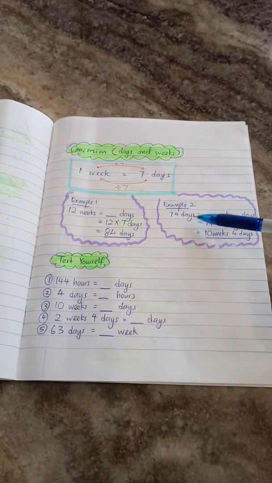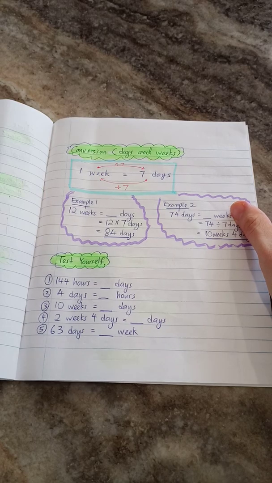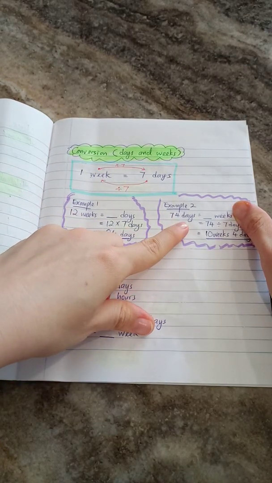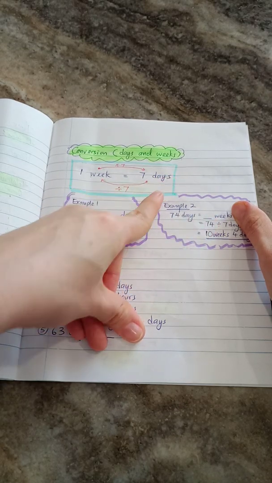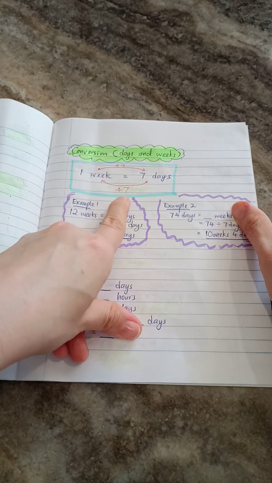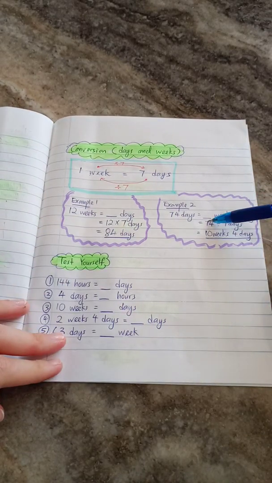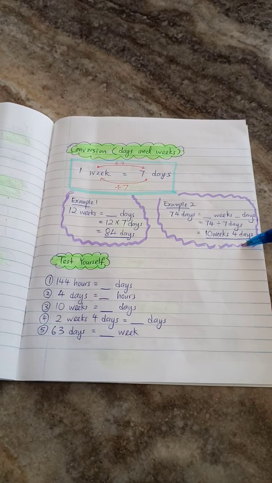How about example 2? 74 days equals how many weeks and days? Don't bother about the days first. You just cover like this. It means you have to find the answer of weeks, from days to weeks. Days to weeks, divided by 7. So 74 divided by 7 equals 10 weeks, and the remaining is 4 days. The remaining is 4, right? So 10 weeks, 4 days.